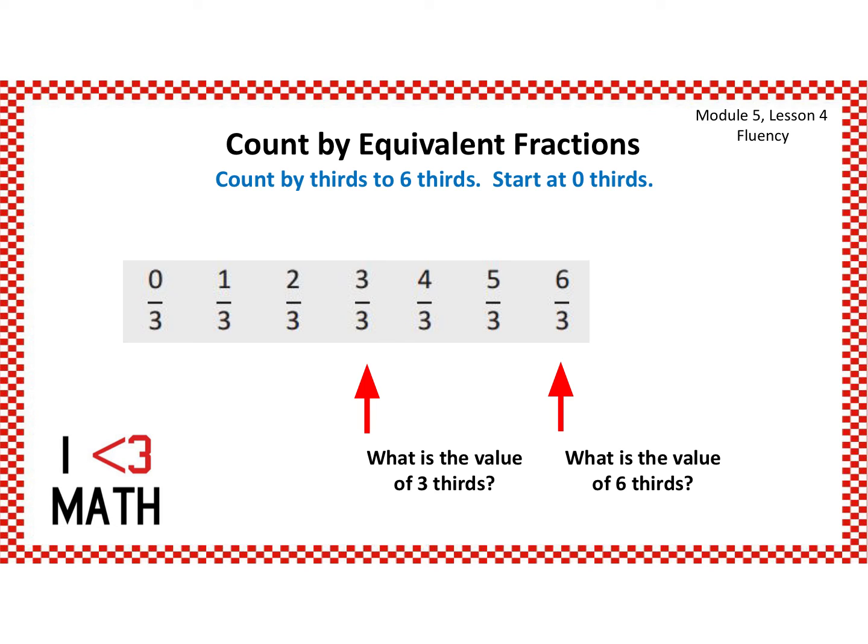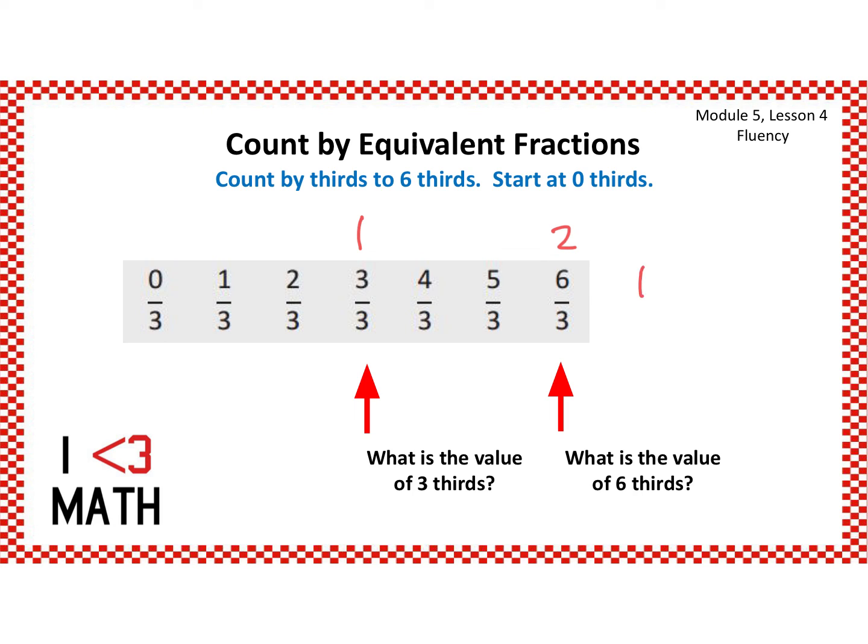Now we're going to count by thirds to 6/3, and we're going to start at 0/3. So 0/3, 1/3, 2/3, 3/3, 4/3, 5/3, and 6/3. When you're looking at that, what is the value of 3/3? Well, that is 1. The value of 6/3 is actually 2.